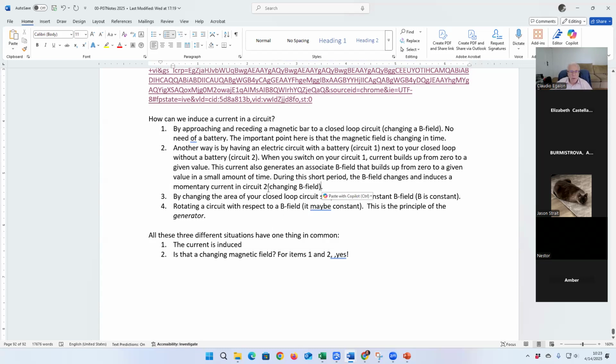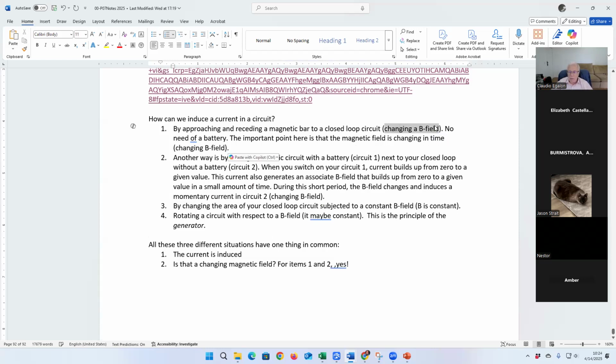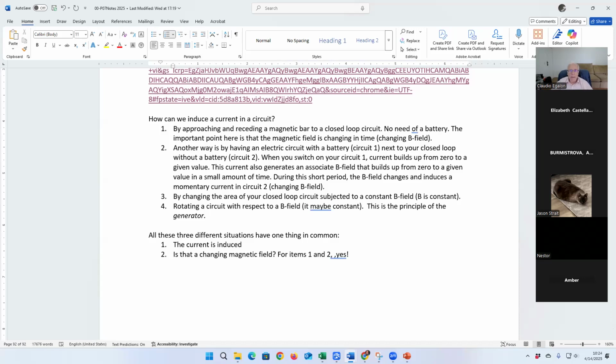Changing B field. And this one too, changing B field. I'm going to emphasize both of them, changing B fields. In this case, B is constant. And here in this other case, B is also constant. Okay? B is also constant.